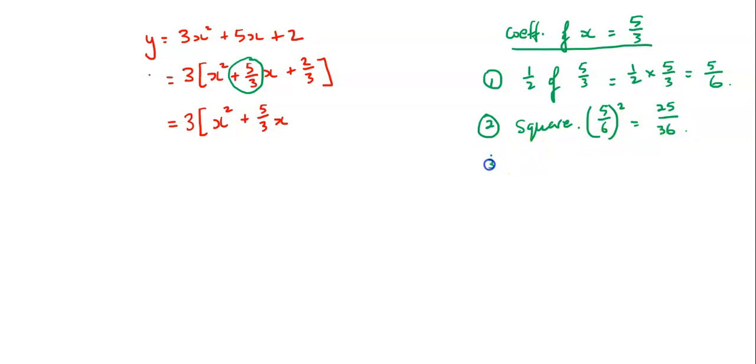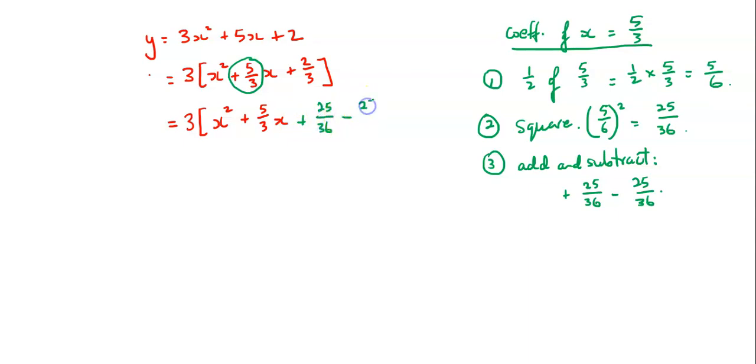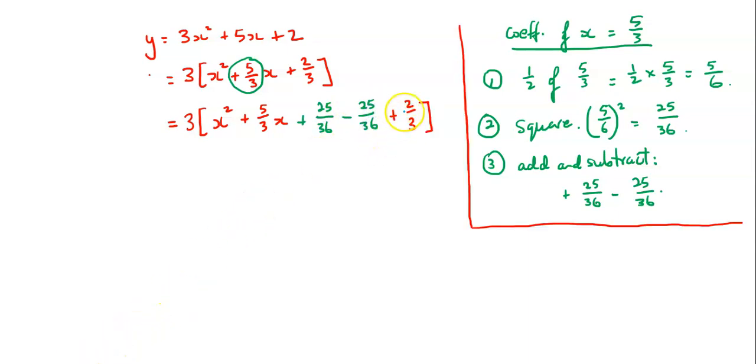And the third thing we're going to do is add and subtract. So we have plus 25 over 36 minus 25 over 36. Across here we're going to insert plus 25 over 36 minus 25 over 36. And then we're going to add back our plus 2 over 3, close square brackets.